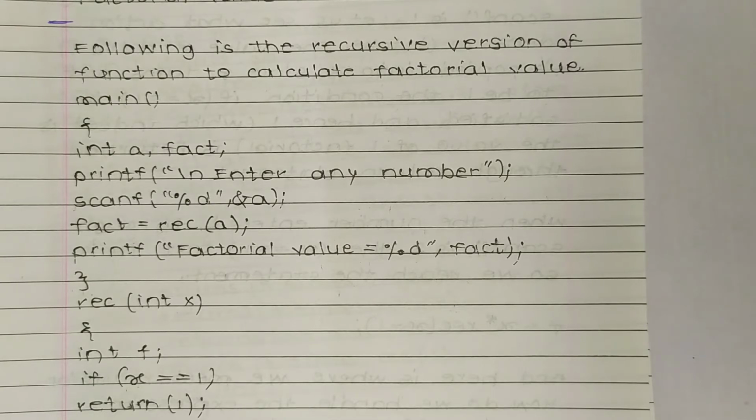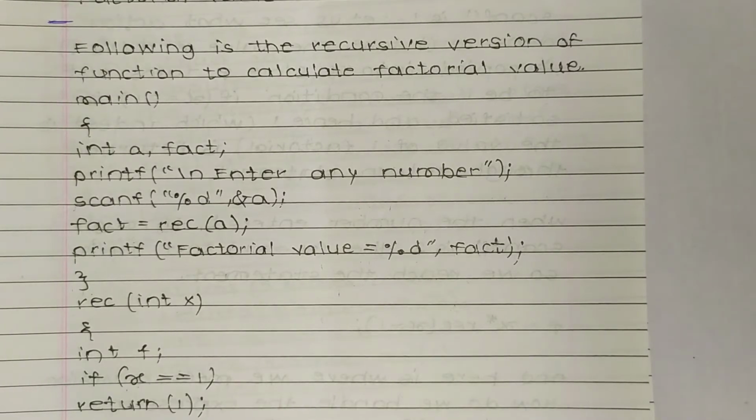Now printf factorial value is equal to %d. Factorial value is %d, meaning the factorial value is an integer, that is why it is %d. Now comma fact. So fact is the variable which was written in the previous line, fact is equal to rec a. So we are showing the user that the factorial value is fact. In place of %d it is written as fact.